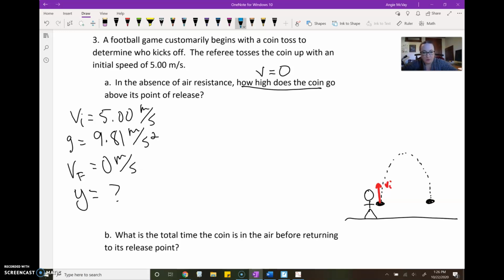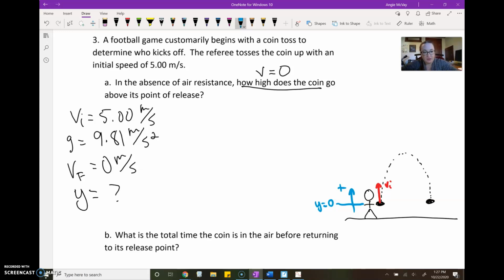And so what we need to do is remember we need to set where 0 height is. We don't know where the ground is, and so the ground can't be our 0 height. So we're just going to say height is equal to 0 at the point of release. All right, and then we also need to set what direction is positive. Our coin is going to be going up and going down. The coin will be caught at the same height as the release point. It'll never go below that. And so let's just say up is positive.